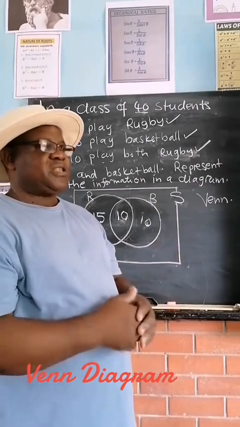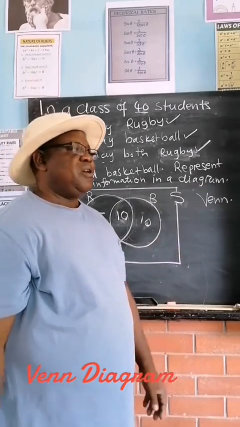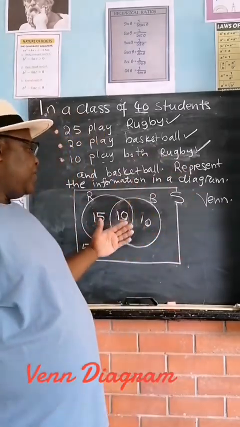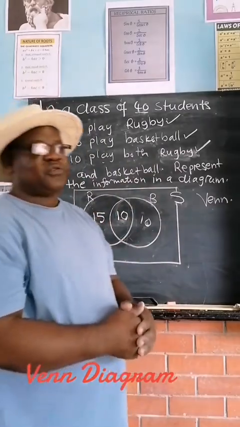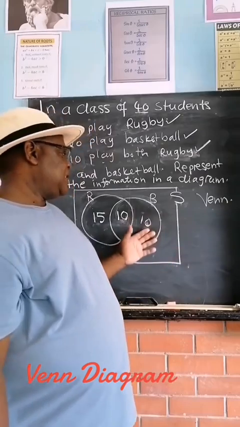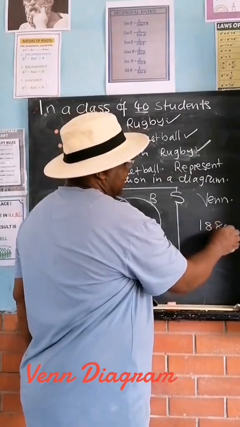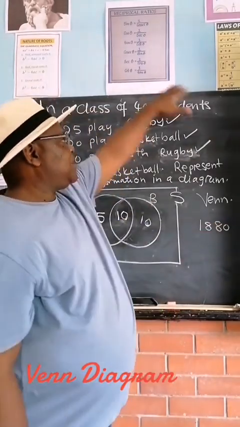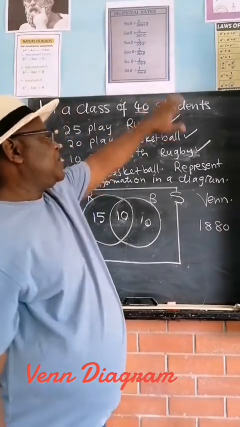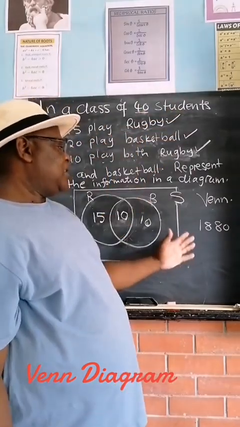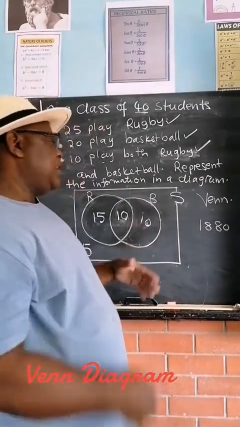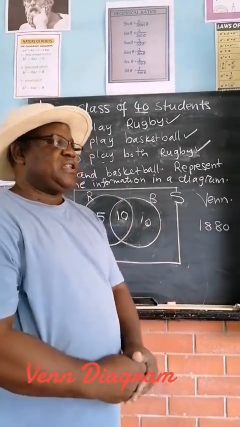But we cherish very much what he left behind. Without the Venn diagram, it was very difficult to tackle questions of this nature. John brought this idea in 1880. Before 1880, people had serious problems solving such questions like this. But with the invention of this, life became very easy.